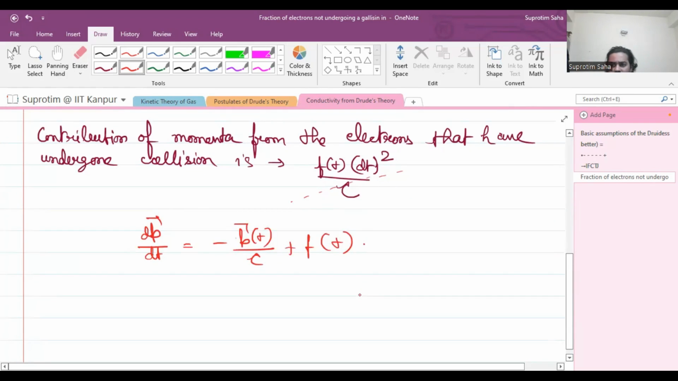And this is the force equation. Only addition is that the drag term is there. This is all additional contribution from the electrons undergoing a collision.